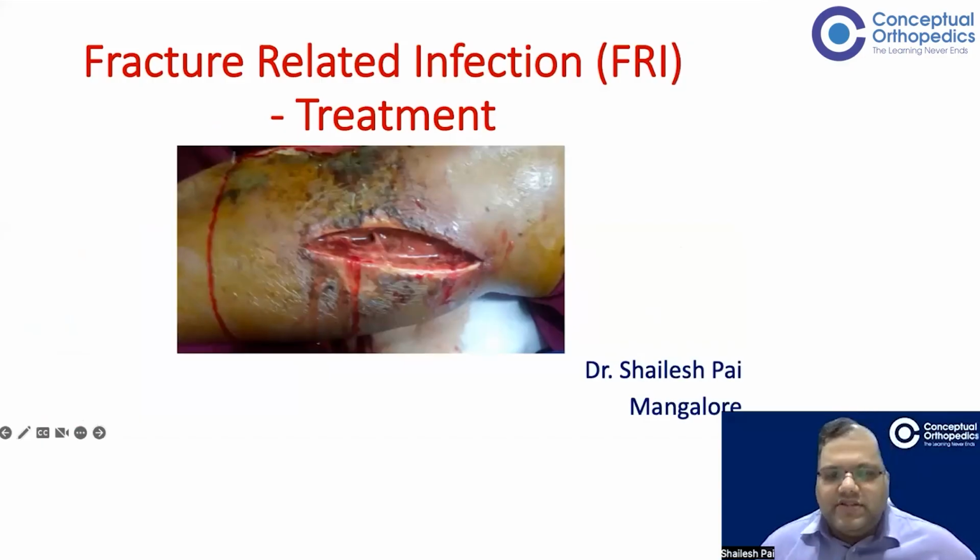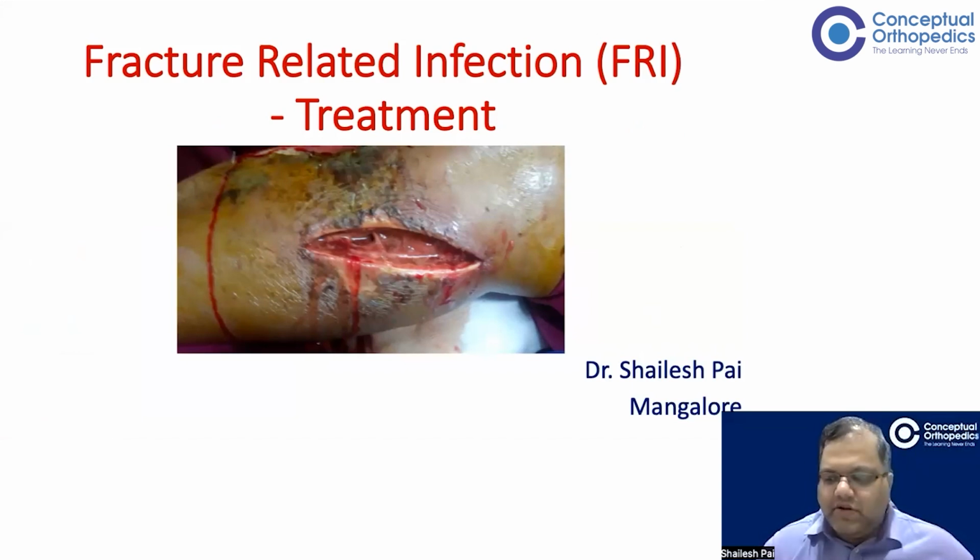Thanks, Dr. Deependra. Hi friends and welcome to this session. We'll be continuing with fracture related infections that we did last week. So today it will be treatment. We have gone through how to diagnose it, what investigations we do, and how we prevent fracture related infection. Now once we have the diagnosis, how do we treat it is the question.